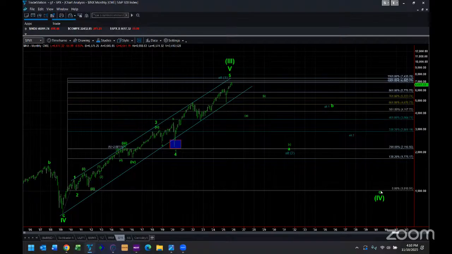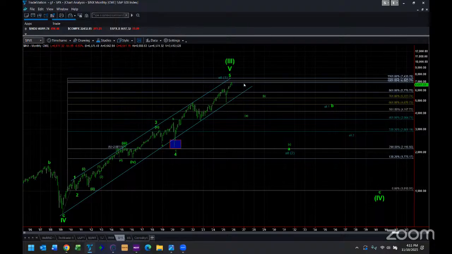So this is the bigger picture. So the question is, have we topped? Are we going to top? How are we going to top? Well, this structure gave us some really great opportunities over the years because it was really adhering to what we call the Fibonacci pinball structure, and it was adhering to it so nicely. We were able to call tops and bottoms relatively regularly and very accurately.